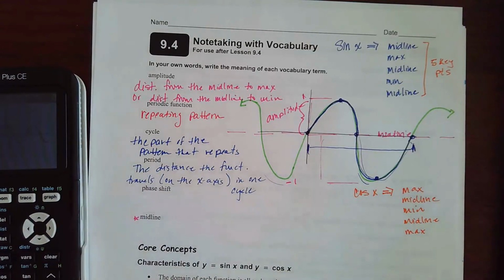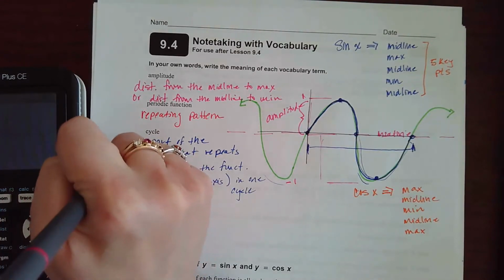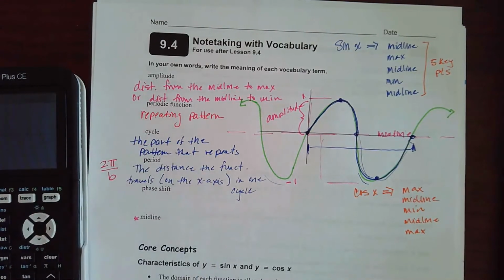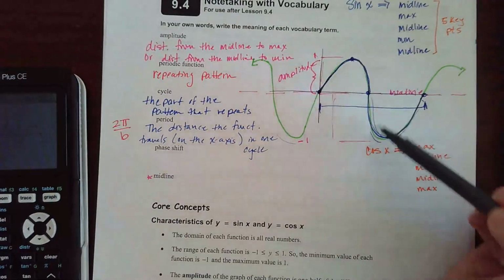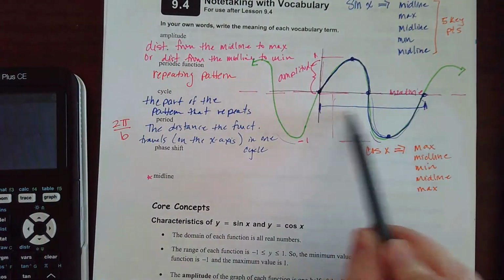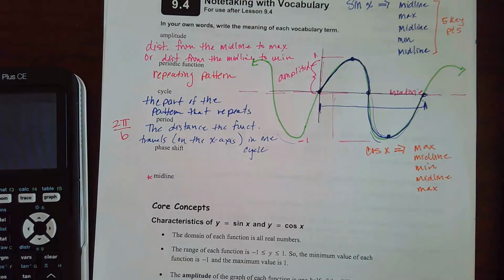There's a formula we use to calculate the period of a function, so I'm going to have you write this down. The formula is 2 pi divided by b. I'll show you where that comes from in a minute. It measures the distance the function travels on the x-axis before it starts repeating again. So it's one cycle and then it starts repeating, one cycle and then it starts repeating. What I need you to write down for the rest, a phase shift.